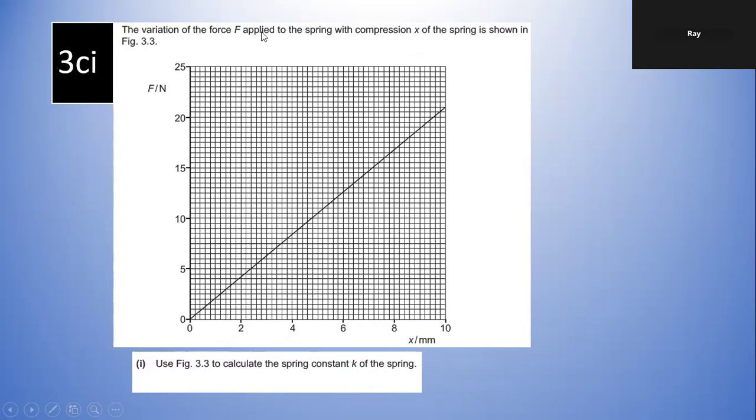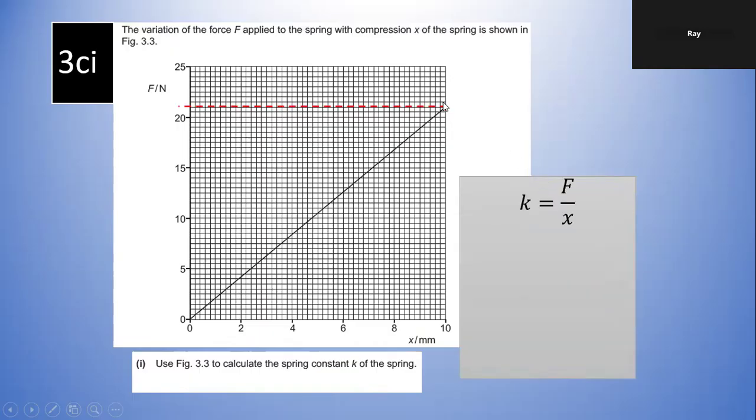Okay, variation of force applied to the spring if the compression X of the spring is shown in figure 3.3. Use figure 3.3 to calculate the spring constant. So as I said, it's easier to read the endpoint. Use a ruler to guide you. Okay?